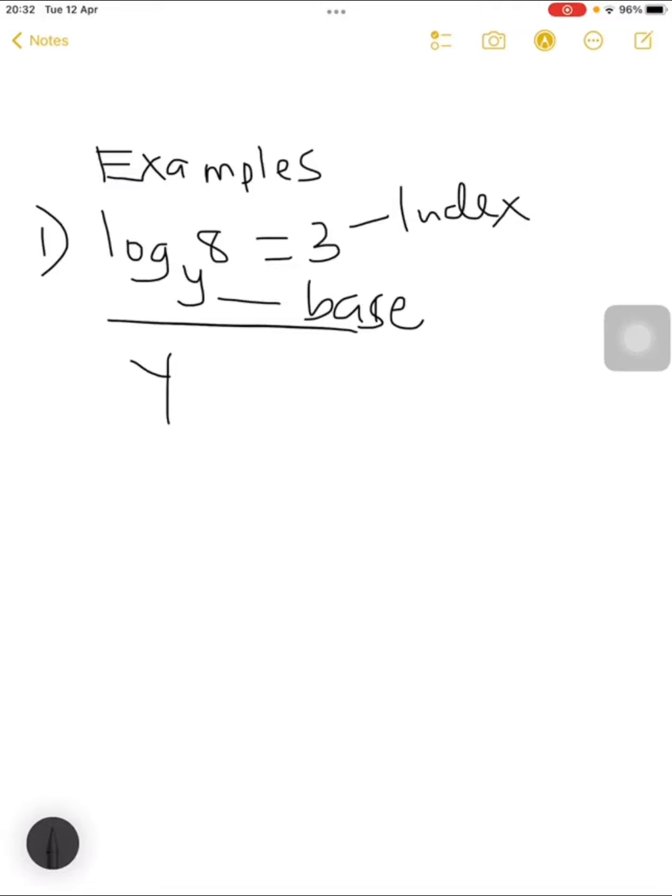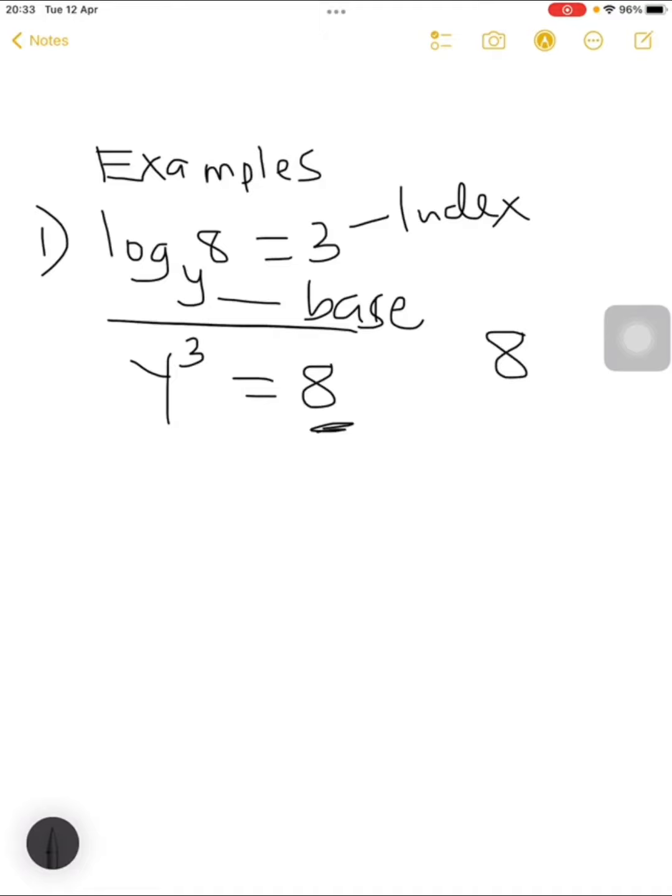So in index notation, this is y power 3 is equals to 8. And we want to solve for the value of y. So this means that we have to express 8 in such a way that we have a base and then a power. So I can just automatically say that here the 8 is the same as 2 power 3.